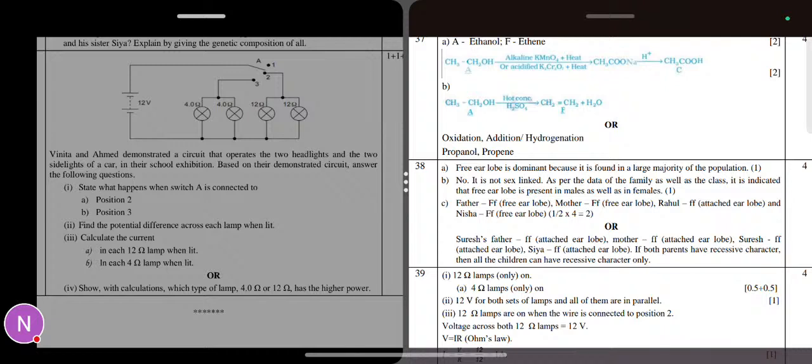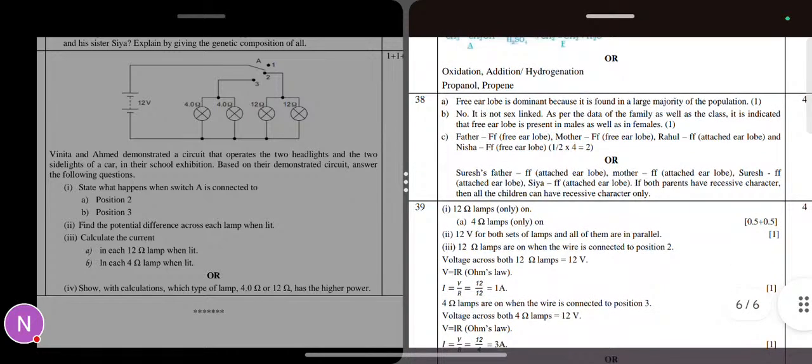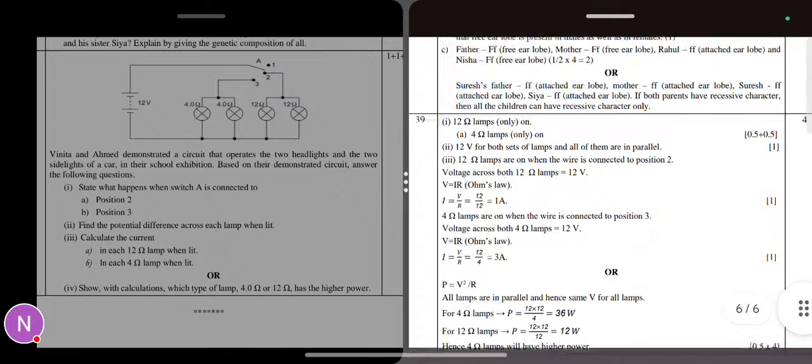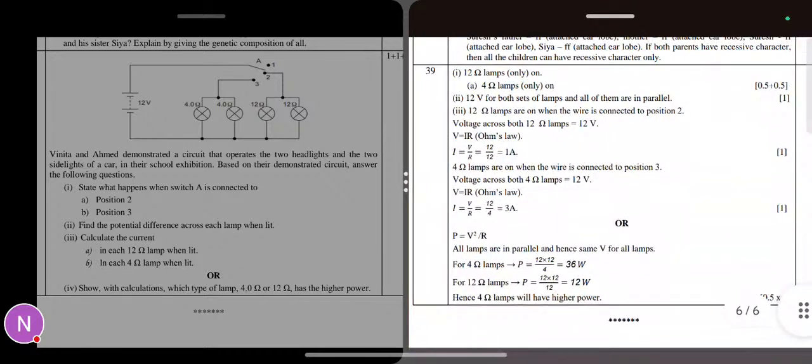Second question, find the potential difference across each lamp when lit. So 12 volt for both sets of lamps and all of them are in parallel. And third one, the 12 ohm lamps are on when the wire is connected to position 2, and each 4 ohm lamp when lit. So by using the formula V is equal to I R, I is equal to V by R, that is equal to 12 by 12, that is equal to 1 ampere. So therefore I is equal to V by R, that is equal to 12 by 4, that is equal to 3 ampere.